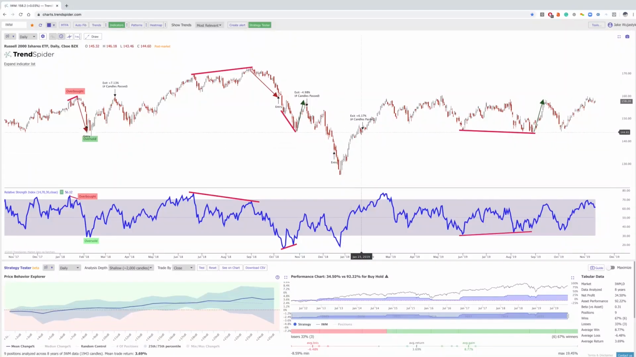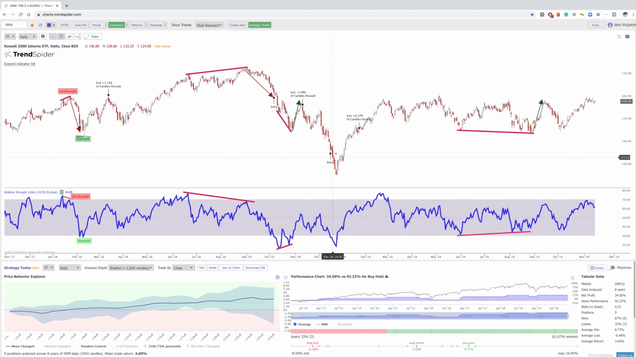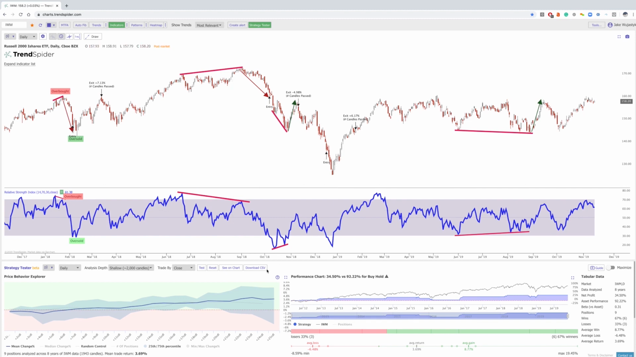So if you'd like to get that information about the drawdown, that type of thing, you can always download the CSV, which will give you that information to do further analysis.